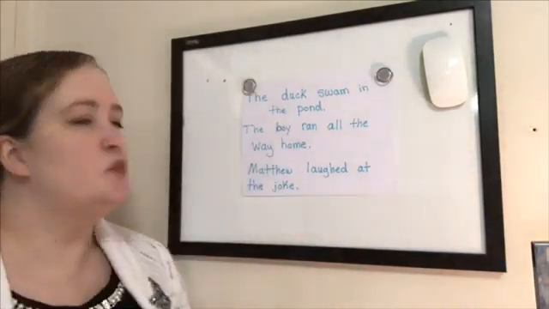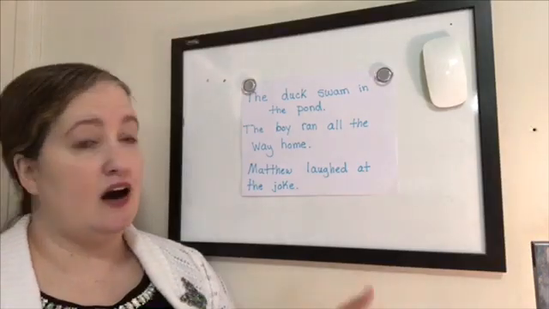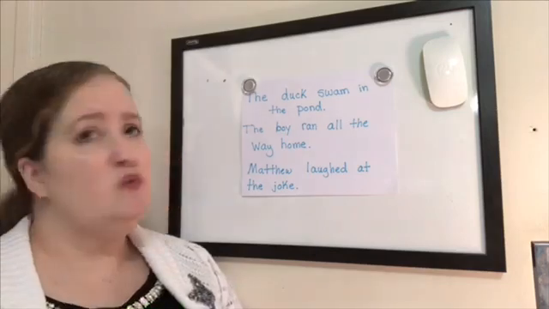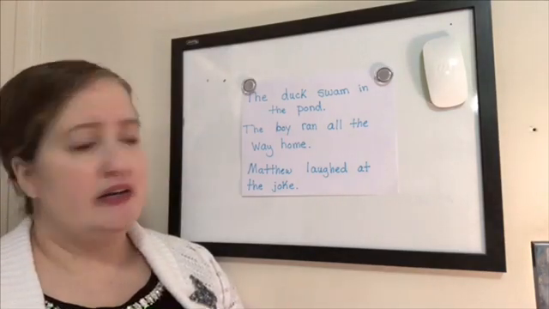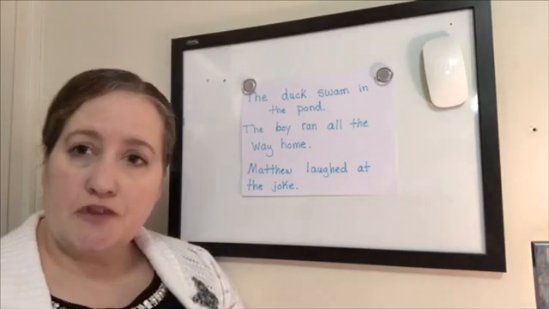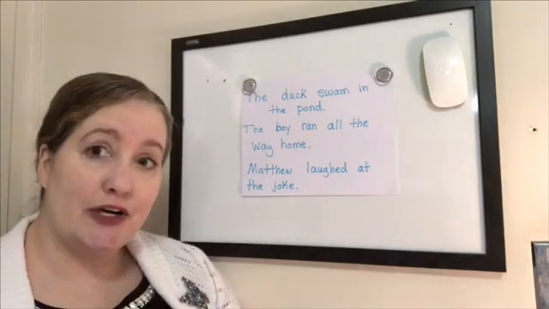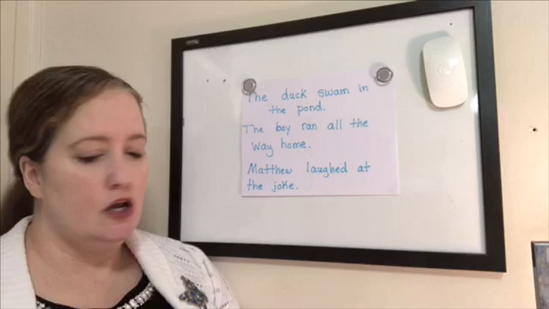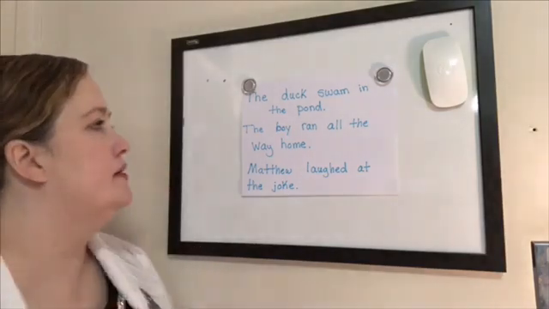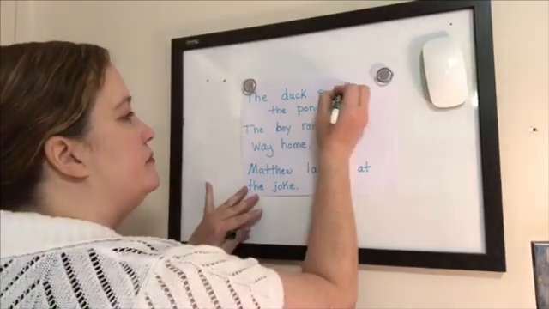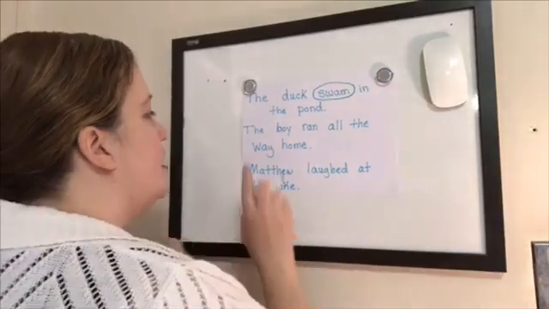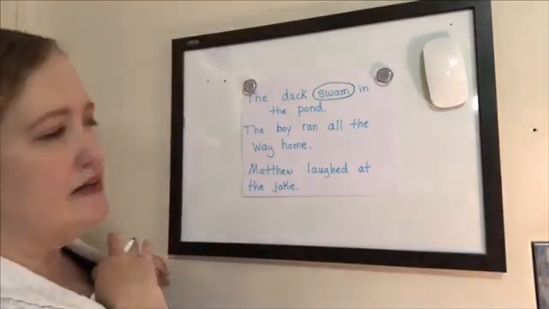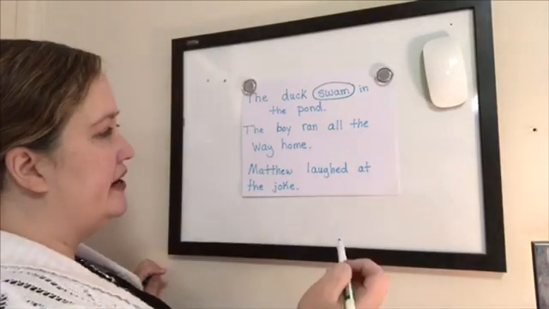The duck swam in the pond. Obviously, the duck is the subject, and what did the duck do? Swam in the pond. So what is our verb, our action word in this sentence? You're right, it is swam. So I'm just going to circle the verb, circle the action word. The boy ran all the way home. Easy. Action word is ran.